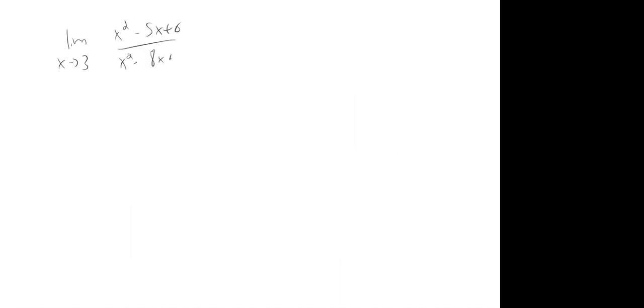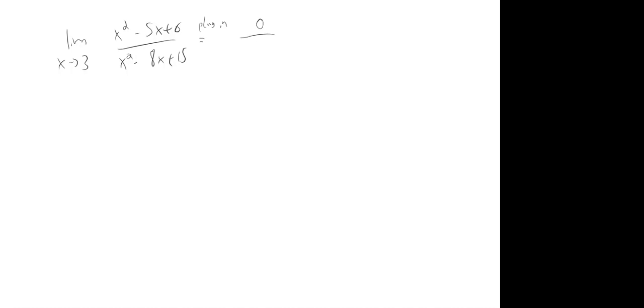You might have a case of this. Again, I told you 20 minutes ago, rule of thumb: if you have something like this, plug in. If you plug in and you get a number, you are done. Sadly, with the examples I put, you're not done. So plug in, what do you get? 3 squared minus 15 plus 6, that's 0. And then here it's 0, right? Hopefully I made it.